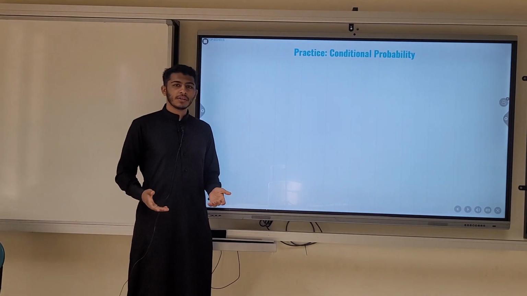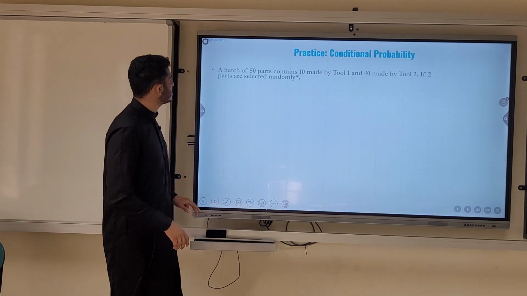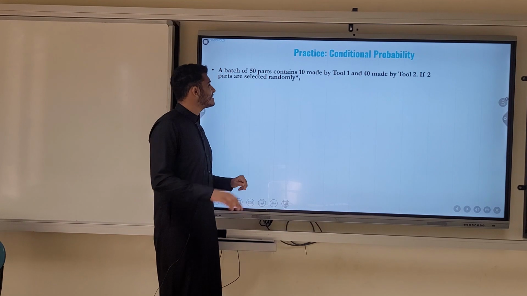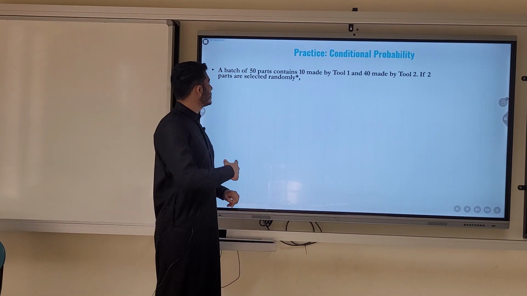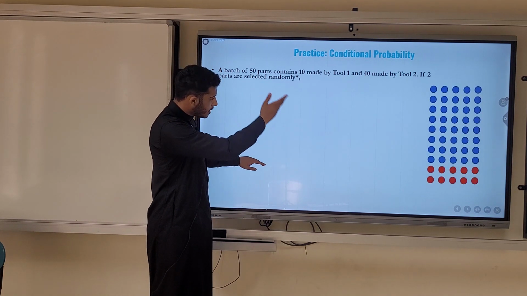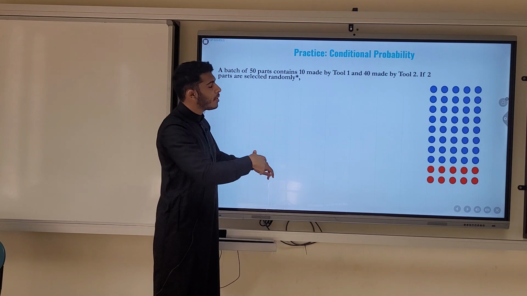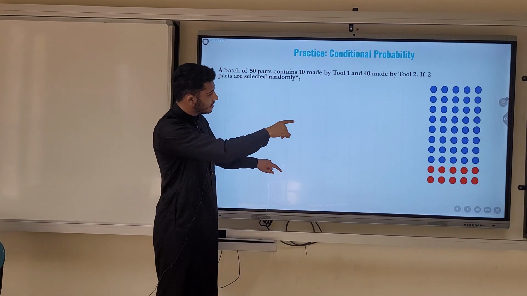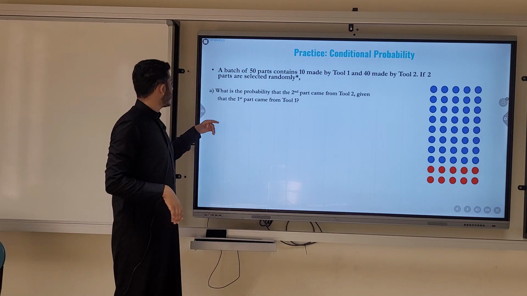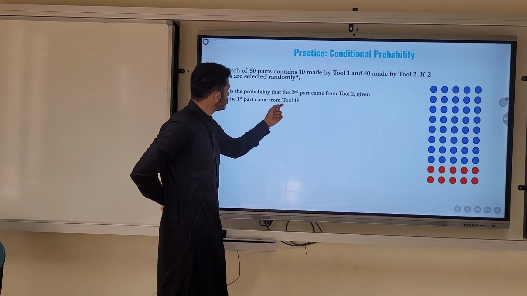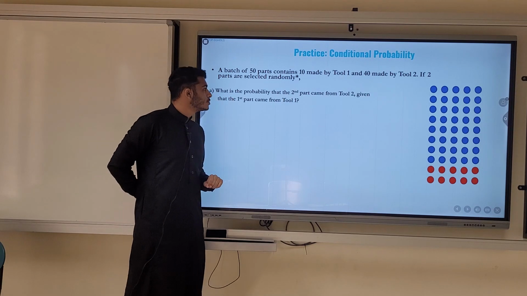Now let's have more practice on conditional probability. Let's say we have this question. A batch of 50 parts contains 10 made by tool 1 and 40 made by tool 2. If 2 parts are selected randomly, here is a visual aid, where the parts made by tool 2 are in blue and by tool 1 in red. What is the probability that the second part came from tool 1 given that the first part came already from tool 1?